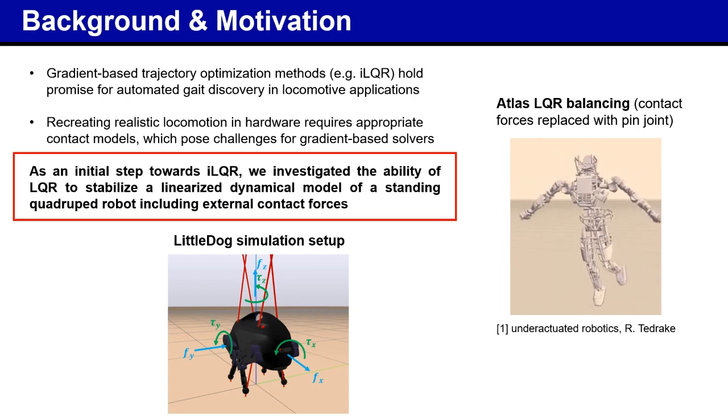In class, we learned how even a high-dimensional system like Atlas can be balanced using LQR, where the foot was replaced with a pin joint to remove the contact mechanics. In our study, we wanted to understand whether it's possible to linearize the contact dynamics of Little Dog as an initial step towards gradient-based planners like iLQR.